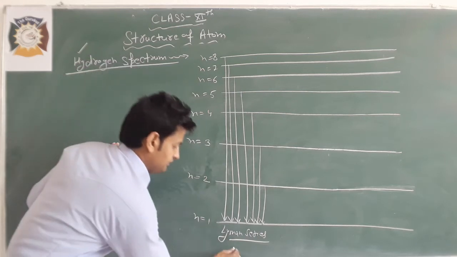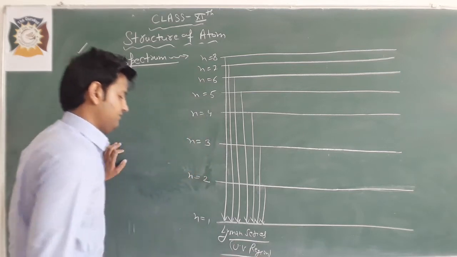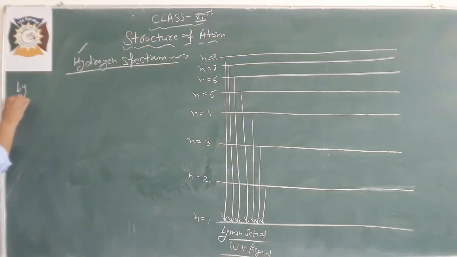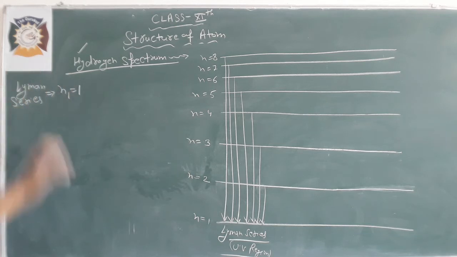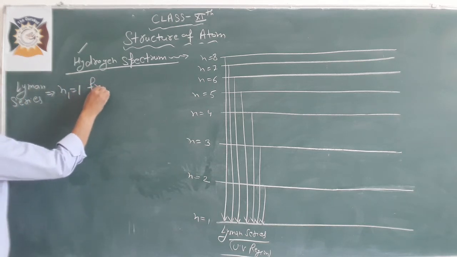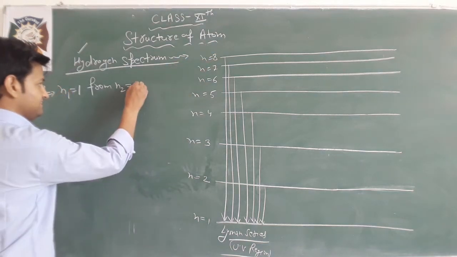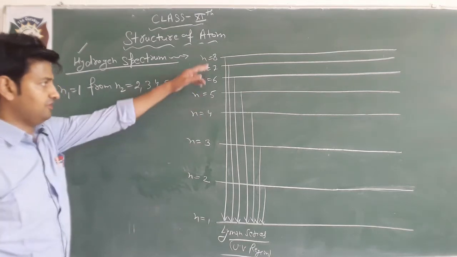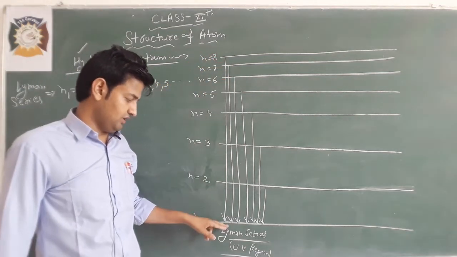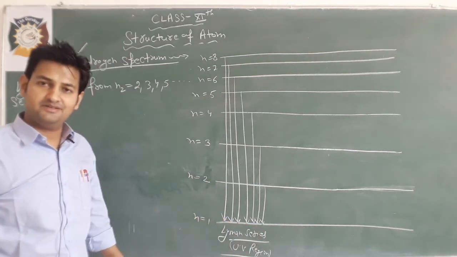Lyman series is present in the ultraviolet region. We have already studied the Lyman series, present in the ultraviolet region, when n1 is equal to 1 and the electron jumps from n2, the excited state, from the second, third, fourth and so on. The electron can jump from a higher energy level to the first energy level. The group of lines or series obtained is the Lyman series.